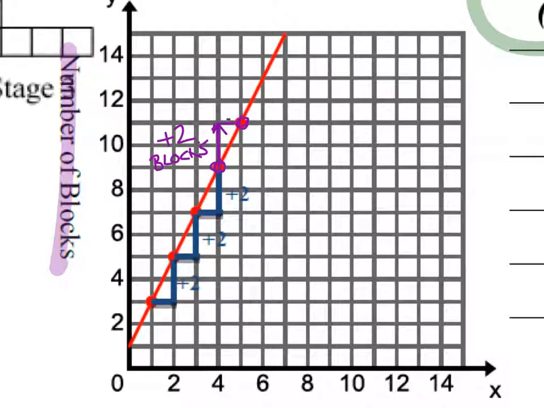And then it goes to the right. So it goes to the right 1, and the x values are represented by stages on this one. So it's plus 1 stage. That is where you would see the rate of change in a graph. Now again, this is a constant rate of change because it's always going to be 2 blocks for 1 stage.